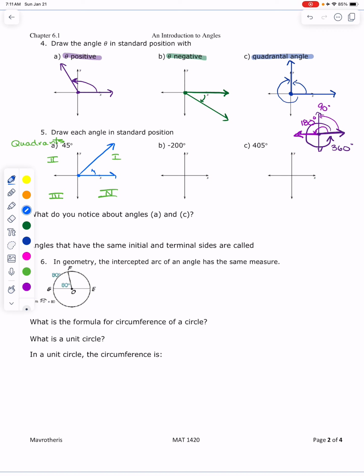Right. So B, we want a negative 200-degree angle. Again, I start with my initial side along that positive x-axis. I know I'm going in the negative direction. I also know it's 180 degrees to get to that negative part of the x-axis, so I got to go a little past my 180 degrees to get to 200. Notice that I am not super worried about exactly where this lands. Mostly trying to figure out what quadrant I'm ending up in. So this does end up in quadrant 2.